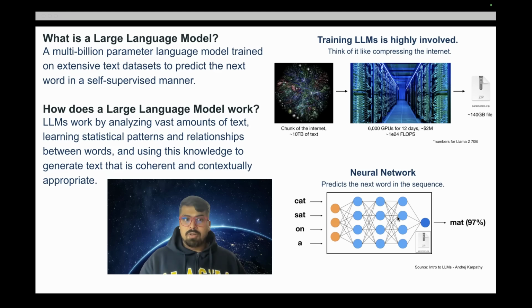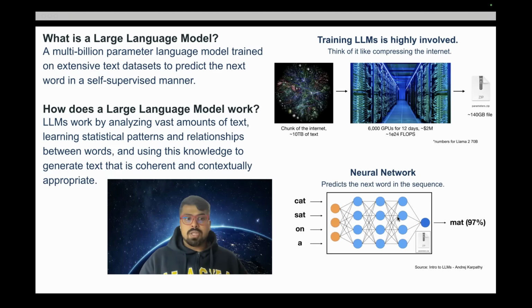A large language model is essentially a multi-billion parameter language model that is trained on extensive text datasets to predict the next word in a self-supervised manner. Now, it's really important to note the language there, that is, predict the next word, because that is essentially the simple task that a large language model is performing with a great deal of accuracy.